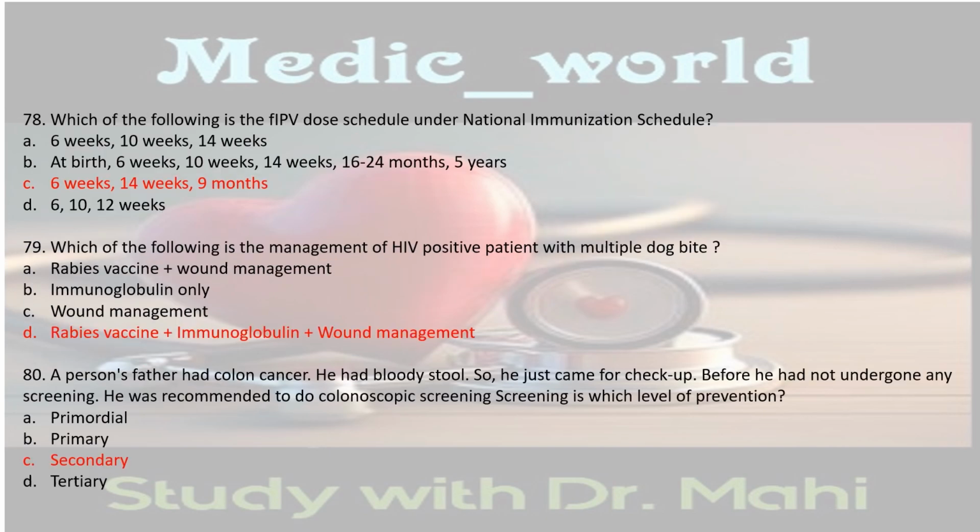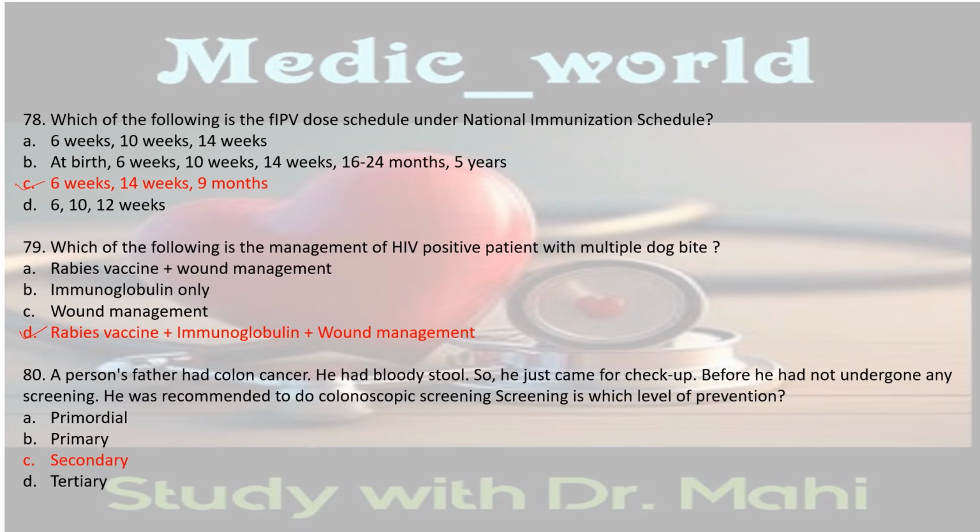So, next question. Which of the following is the fractional IPV dose schedule under the National Immunization Schedule? The answer here is 6 weeks, 14 weeks and 9 months. Next question. Which of the following is the management of an HIV positive patient with multiple dog bites? The answer here is rabies vaccine plus immunoglobulin plus wound management.